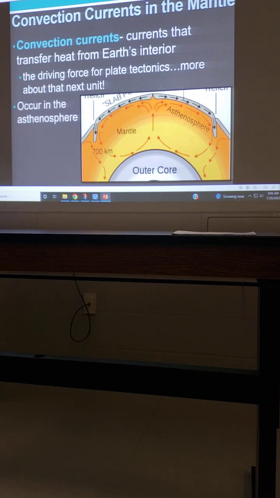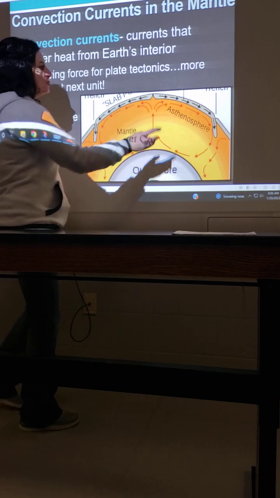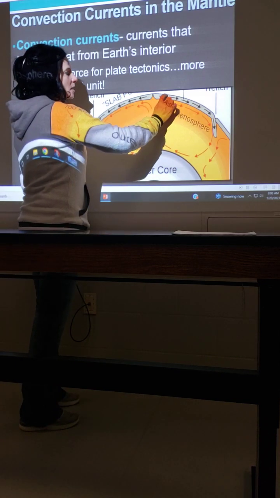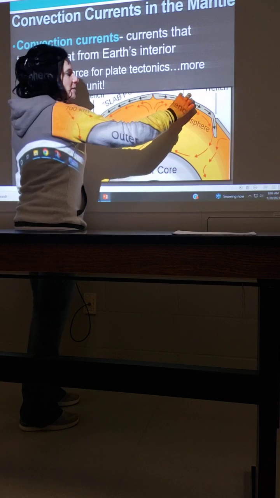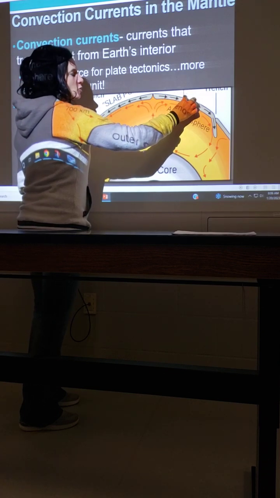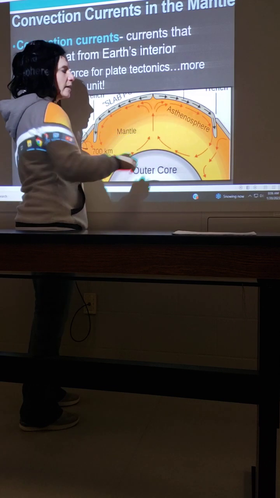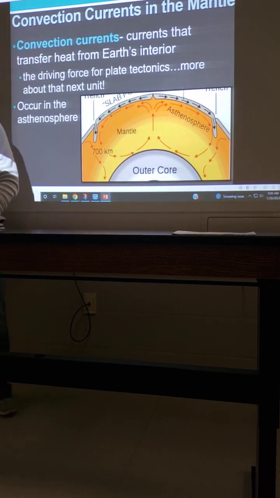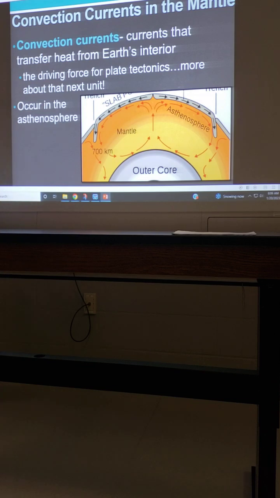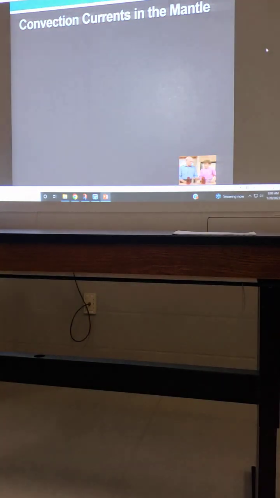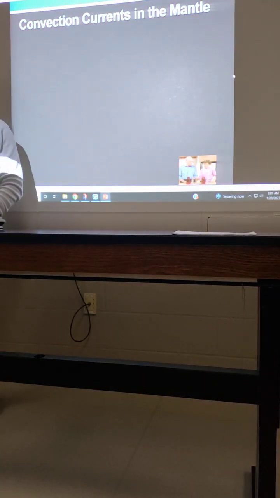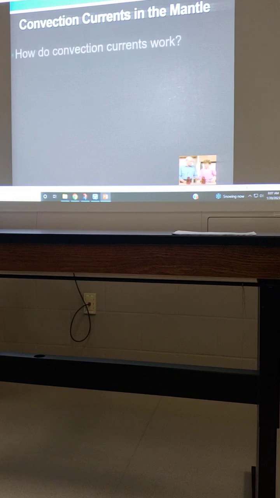And so again, the important thing: you can see this is the crust, this is the upper mantle, and this would be considered our lithosphere. Directly below the lithosphere is our asthenosphere, where the convection currents are found, okay? And so that is the key. That's what you need to know about the asthenosphere. That's where you find those convection currents.